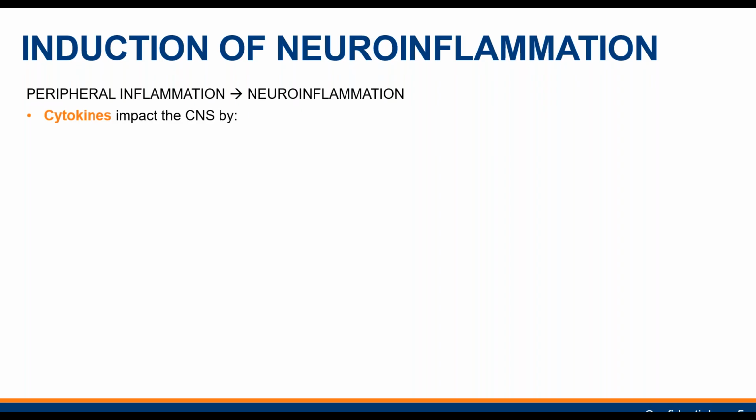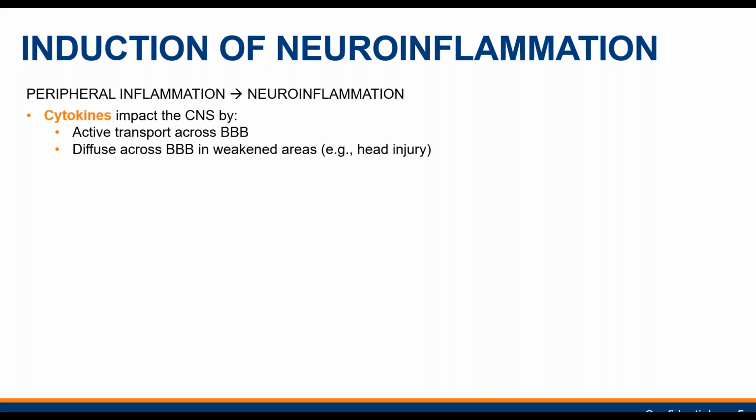So these cytokines are going to impact the central nervous system in 3 different ways. One, they can be actively transported across the blood-brain barrier. They can also diffuse across a weakened blood-brain barrier, which we usually associate with things like a head trauma. Now, once they get across that blood-brain barrier and enter the central nervous system, they're going to activate microglial cells.